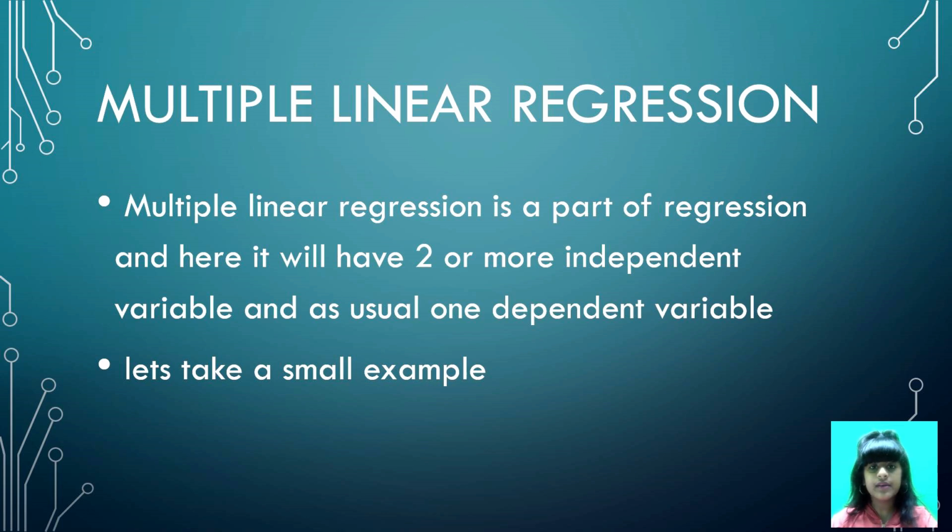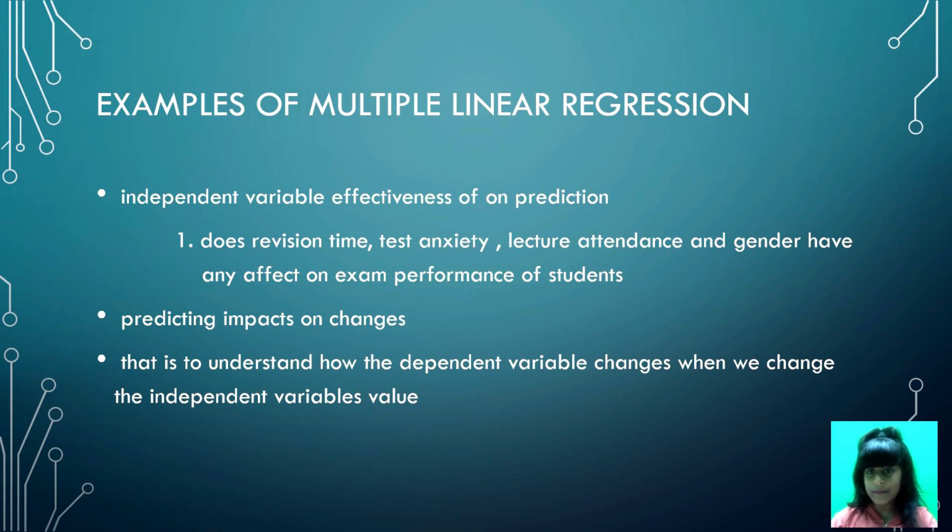The main difference between multiple linear regression and simple linear regression is that simple linear regression contains only one independent variable and one dependent variable, whereas multiple linear regression will contain two or more independent variables and as usual one dependent variable. Let's take the examples of multiple linear regression.